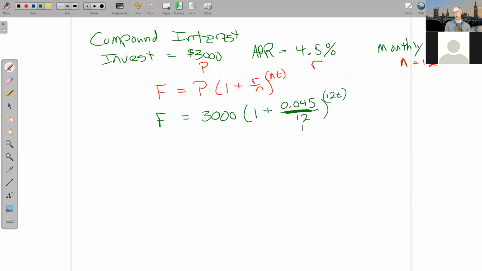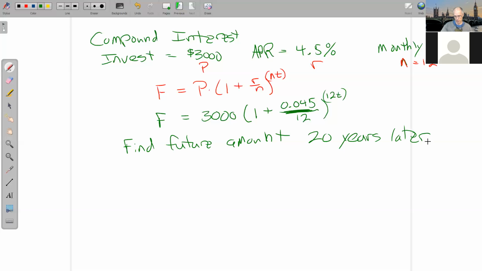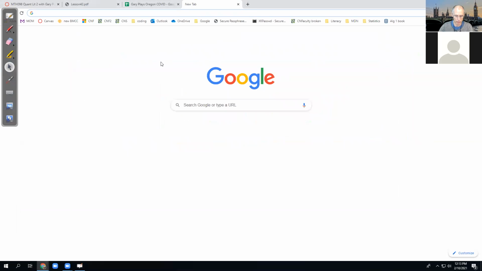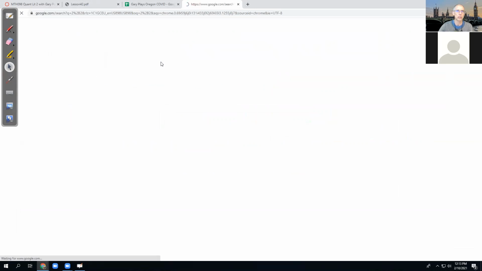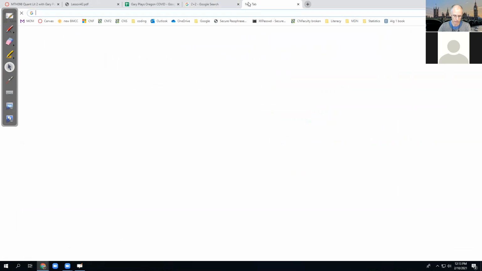So this is a formula for any number of years. If somebody says, hey, what's going to happen in 1 year or 10 years or 50 years, I just plug in how many years here. So T is always the number of years. So let's find the future amount for 20 years later. Okay, so for that, I need a calculator or a spreadsheet. I'm going to just go to a calculator, and I'll try 2 different calculators to see how they work. I'm going to try my Google calculator, and I'm going to try my Desmos calculator.